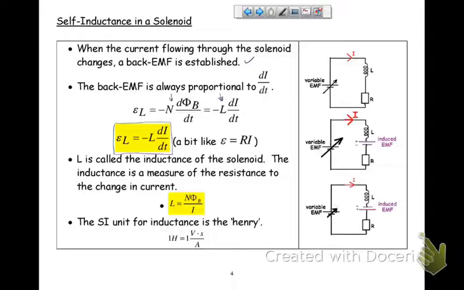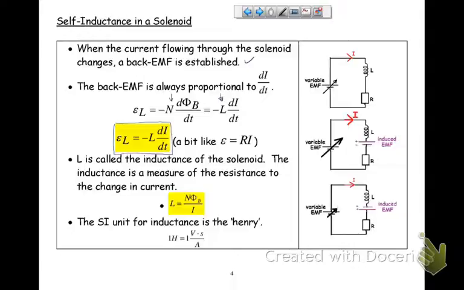L is called the inductance of the solenoid. The inductance is a measure of the resistance to the change in current. We can take these and rearrange them: L is equal to the number of turns N times phi B, the magnetic flux through the solenoid, over I. The SI unit for inductance is the Henry.